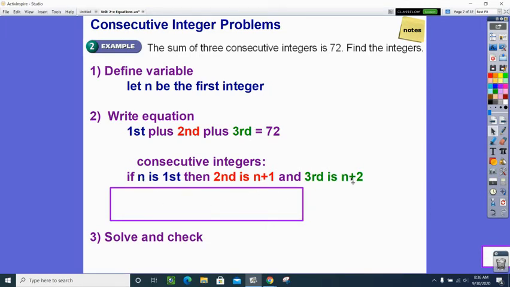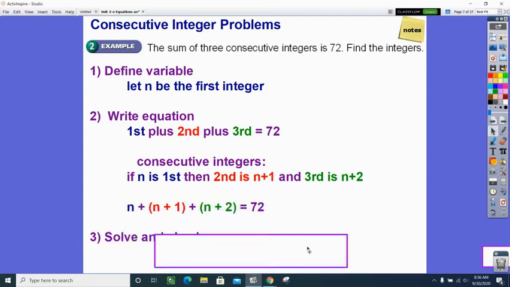And this would be your third. Now remember, we're talking about integers, guys. You should not get a decimal or a fraction answer. They should come out to positive and or negative of the whole numbers. So now what's my equation? First plus second plus third has to equal 72.